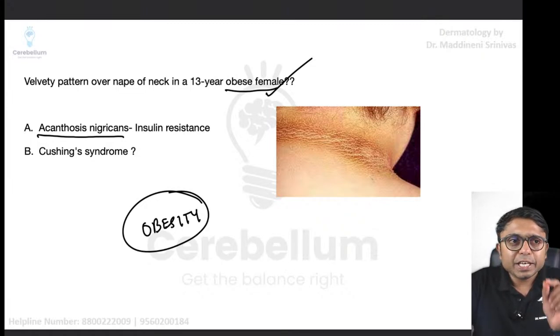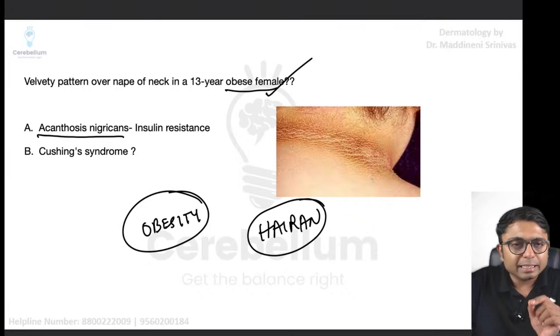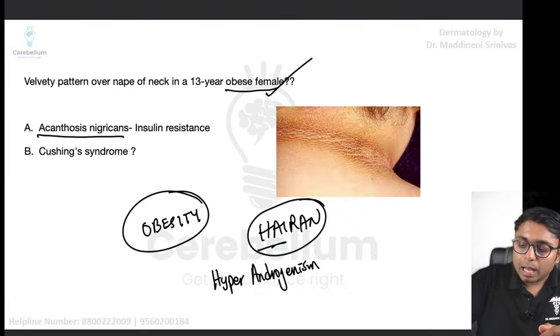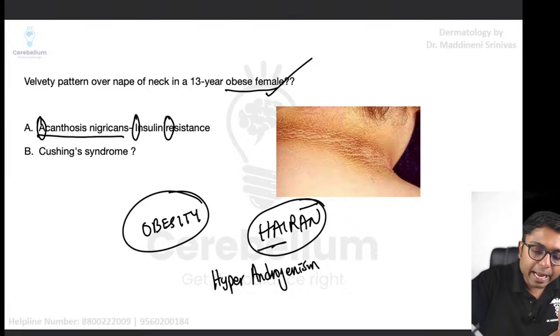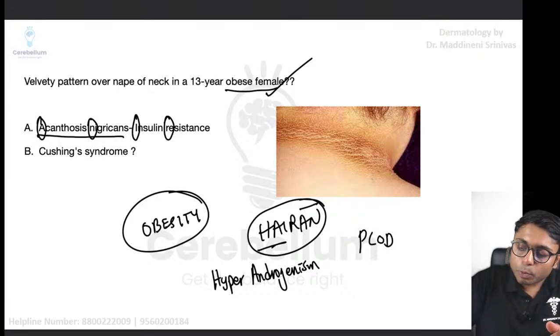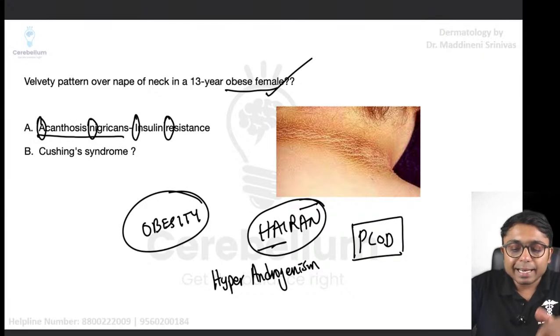Not only that, remember in your OBG, you might have read this, guys. HAIRAN syndrome. How many of you read this or remember this? Please do hit that like button. HA stands for hyperandrogenism. IR stands for insulin resistance. And what does AN stand for? Of course, AN stands for Acanthosis nigricans. So in the case of polycystic ovarian disease, females are going to have hyperandrogenism, insulin resistance, and Acanthosis nigricans.